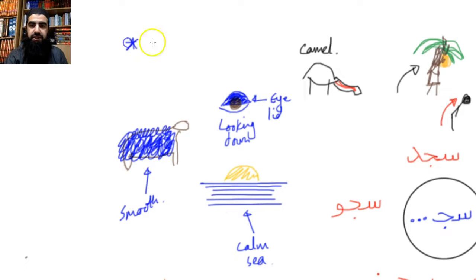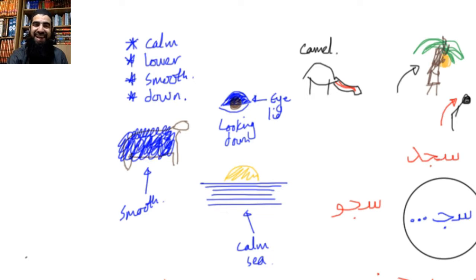Okay, so these are the meanings. So now what do we get from this? I get a meaning of calmness in here. I get a meaning of lowering, going down as well. Also smooth, soft, like marshmallow kind of smooth. Making you guys hungry, yeah? You want marshmallows. And down. So these are the meanings that we get.